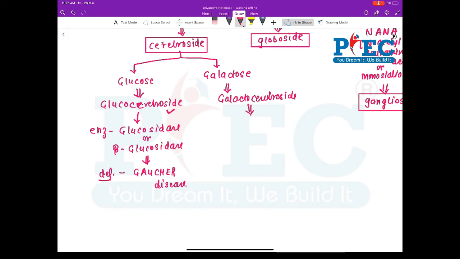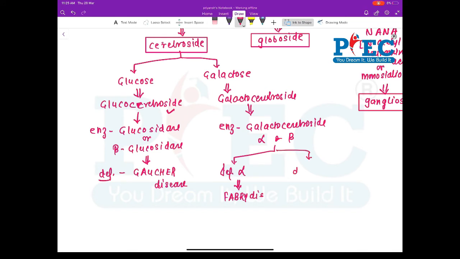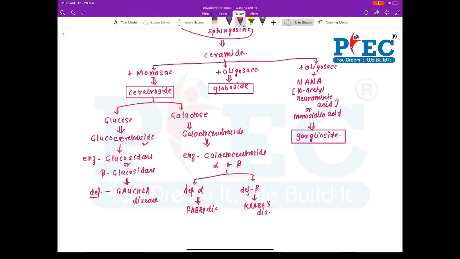To digest galactocerebroside, we require an enzyme called galactocerebrosidase, alpha and beta. If there is deficiency of alpha galactocerebrosidase, it leads to Fabry disease. And if there is deficiency of beta galactocerebrosidase, it leads to Krabbe's disease. There is no further disease associated with this globoside, so no further classification.